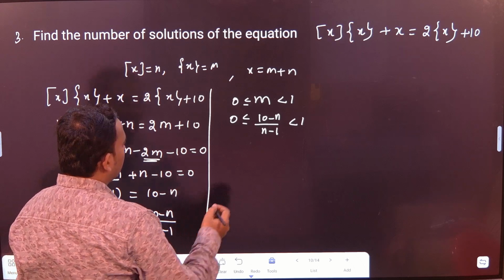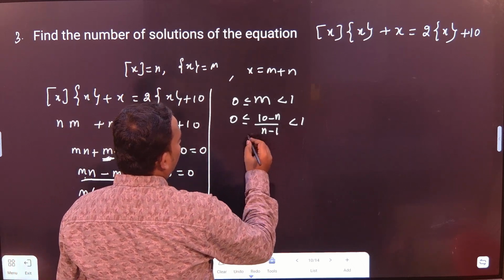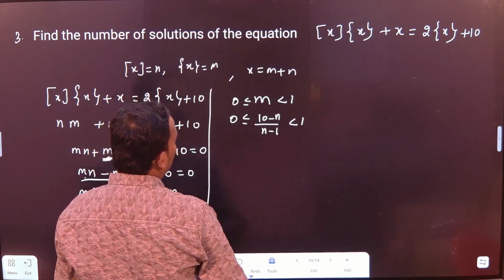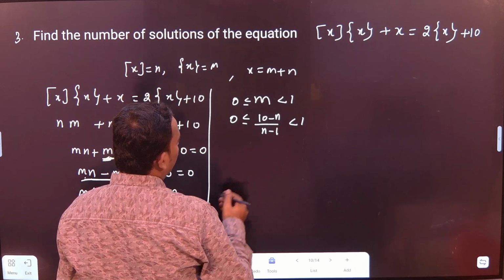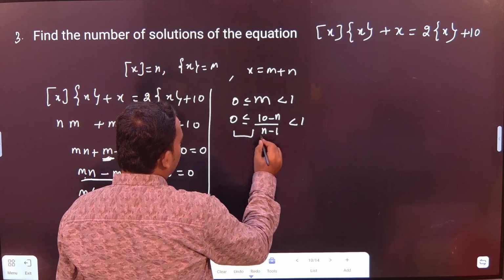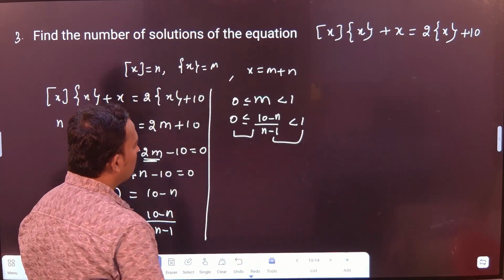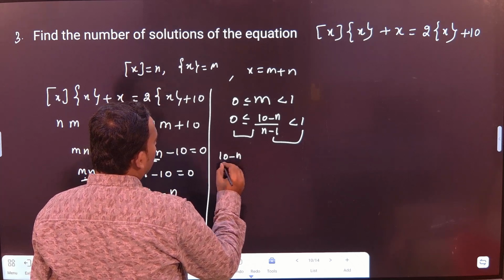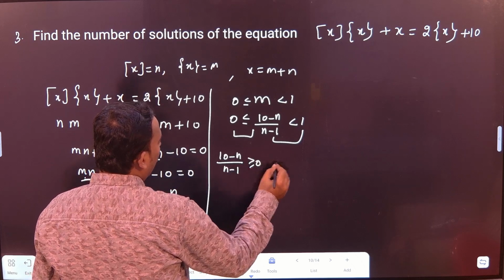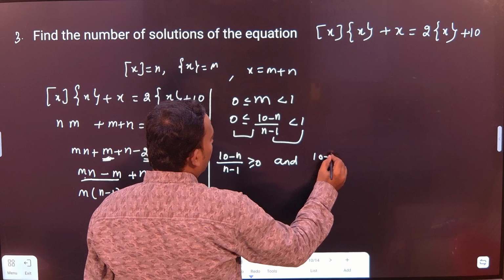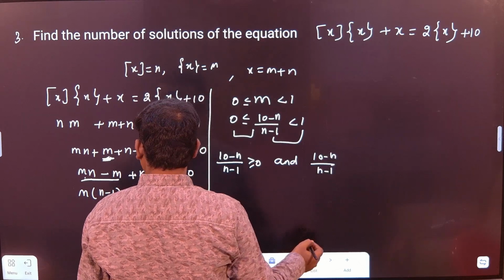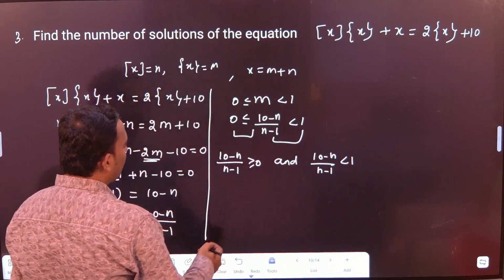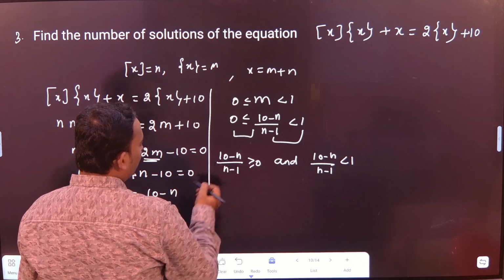Okay, you can see, student, here n is any number, so you cannot solve like this. You can split it, right? You can split this one, then what will we get? 10 minus n divided by n minus 1 is greater than 0, and 10 minus n divided by n minus 1 should be less than 1. Solve this, you can find the n here.